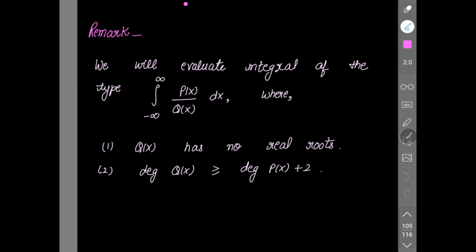First remark is, we will evaluate integrals of the type minus infinity to infinity p(x) over q(x) dx, where q(x) has no real roots. This thing you have to remember, it should have no real roots. Then the second thing is, degree of q(x) is greater than or equal to degree of p(x) plus 2. That means if degree of q(x) is 5, then degree of p(x) must be strictly less than 5, right? So degree of q(x) should be greater.